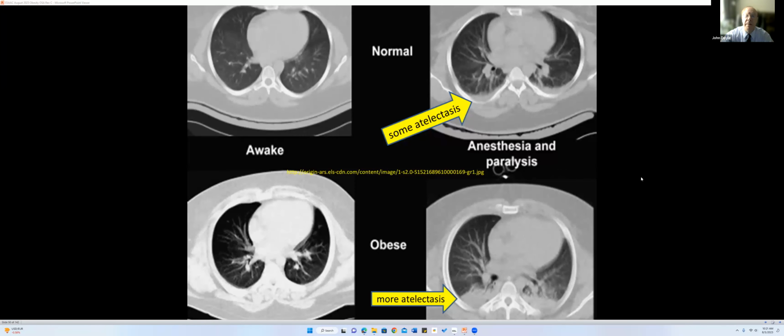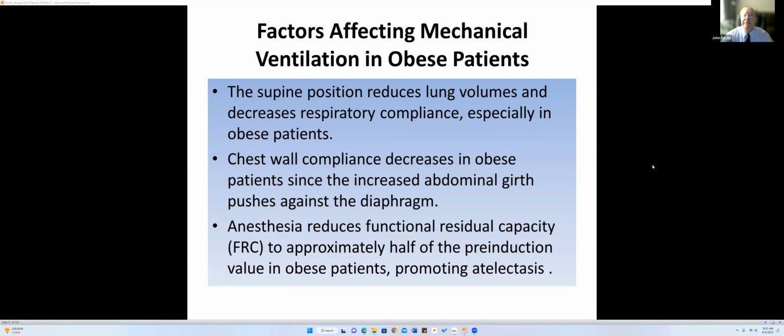Atelectasis is another common problem. Here on the top, we have a CT scan of a normal patient, on the top left awake and on the top right after anesthesia and paralysis, and you can see some atelectasis present. But in the obese patient, the CT scan shows more atelectasis than would be expected in a normal patient.